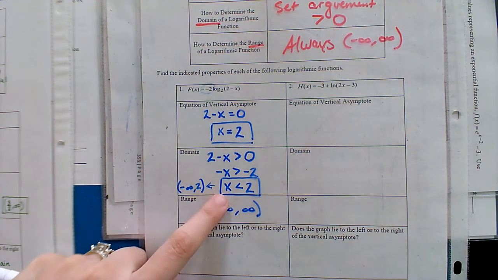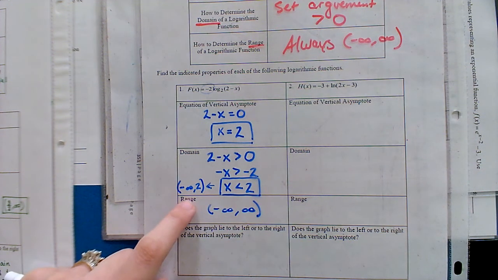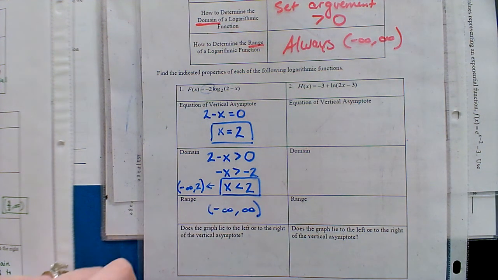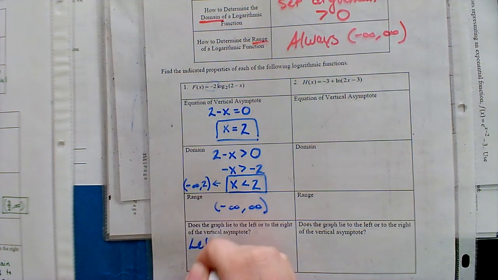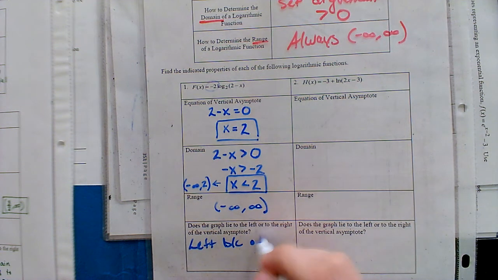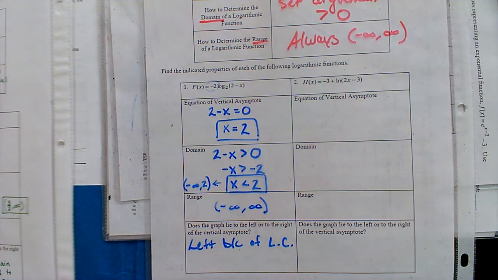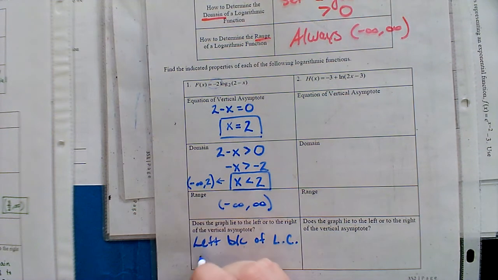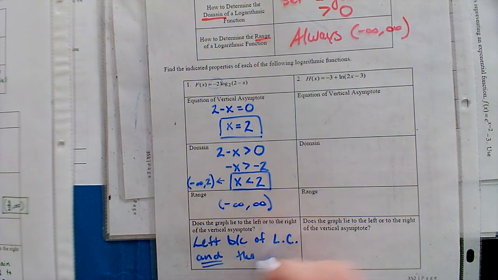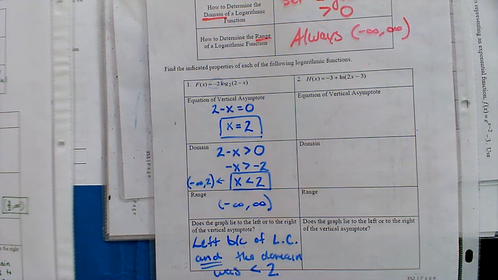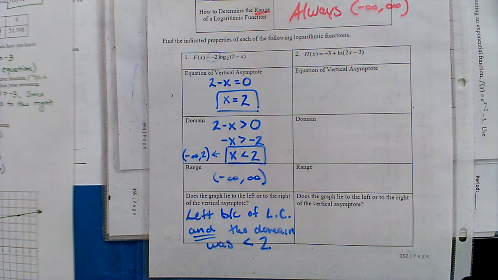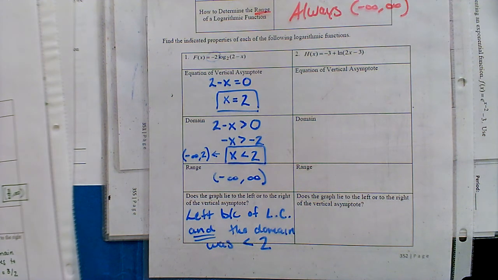Ashlyn noticed the domain. Notice how all the x values that we said would work are less than 2, meaning smaller than 2, meaning to the left of 2. So that's also telling us where the graph is located. So we'll say left because maybe we'll abbreviate leading coefficient as LC. But we'll also say and the domain was less than 2. I'm interested to see if that leading coefficient one works out. We might have to call that the Emily theory or the Emily postulate.